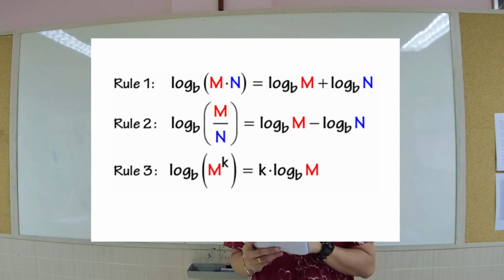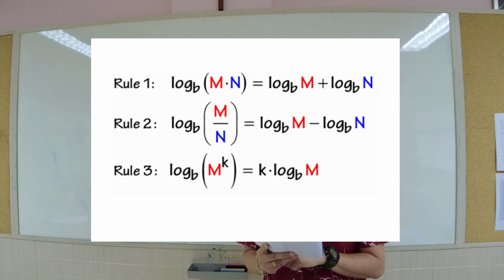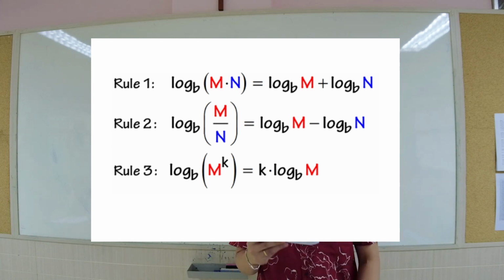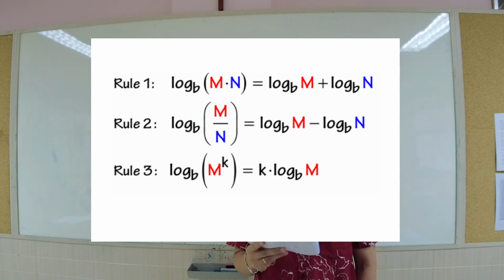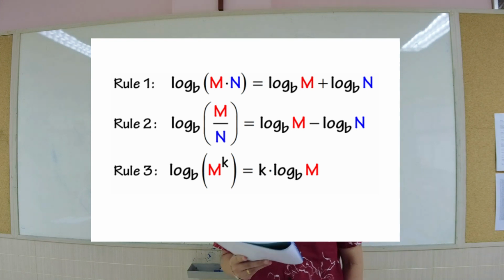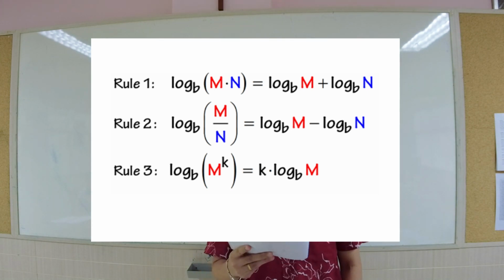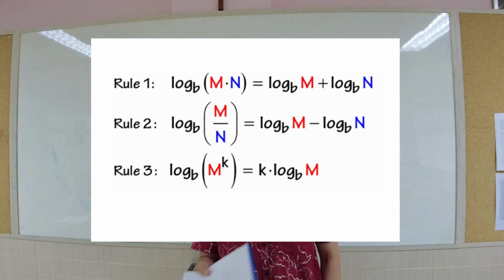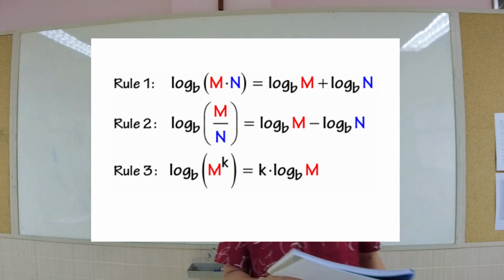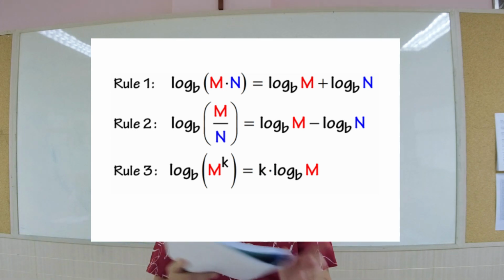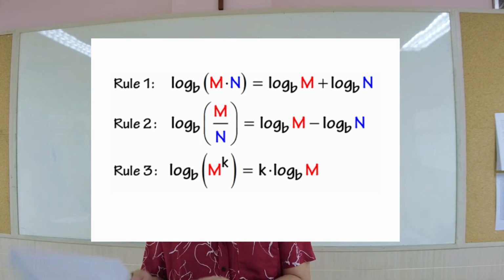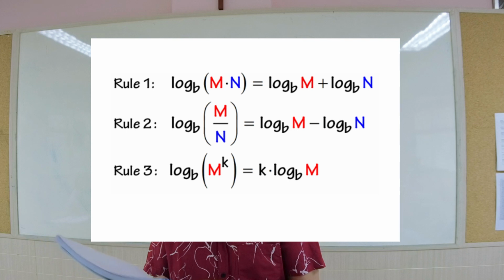The next one is the logarithm of a quotient, or division. Observe, the division is equal to logarithm of x base b minus logarithm of y base b. So just like the laws of exponent, when we multiply, we add the exponents, right? When we divide, we subtract the exponents.